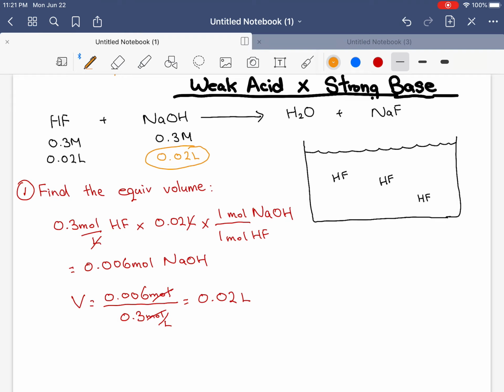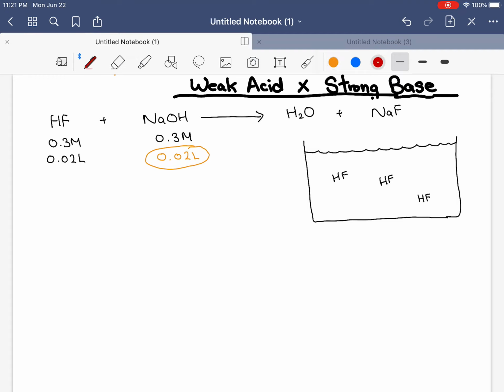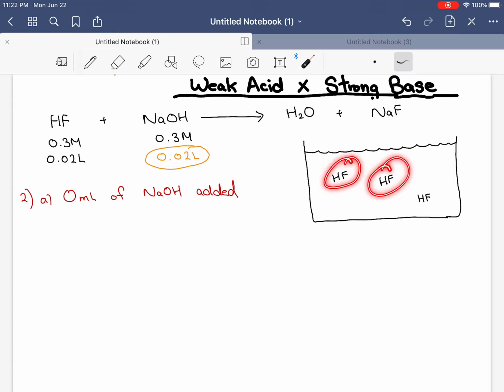Alright, so after finding the equivalent point, let's start with the pH. So let's go. Number 2. I want to know, what is the pH of the solution? In this case, there's really no solution because we're not going to add anything: 0 milliliters of NaOH added. If you come over to this picture, that's exactly what we're trying to say. We're not going to add any NaOH. What's inside the flask is just HF.